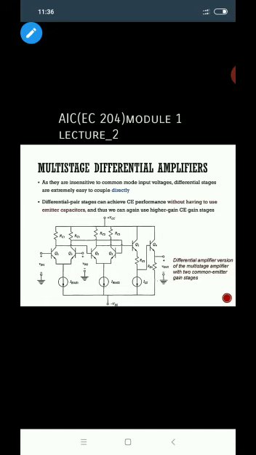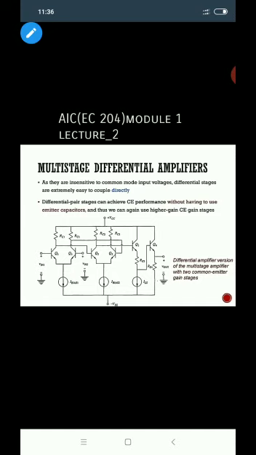Why? Normally we know that the advantage of a differential amplifier is that it is insensitive to noise and interference, and insensitive to common mode input signal. Then, differential stages are extremely easy to couple directly. Already we studied these two advantages of the differential amplifier. Now, the differential pair stages can achieve common emitter performance without having to use emitter capacitors, and thus we can again use higher gain CE gain stages.